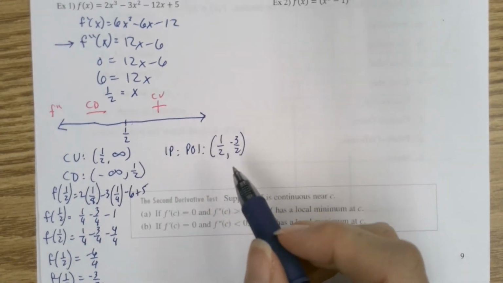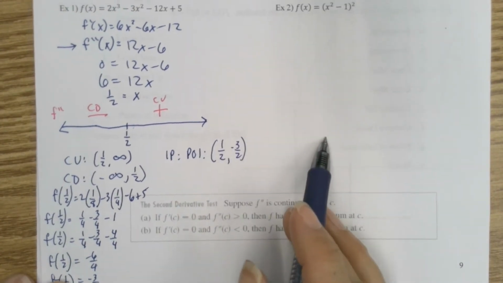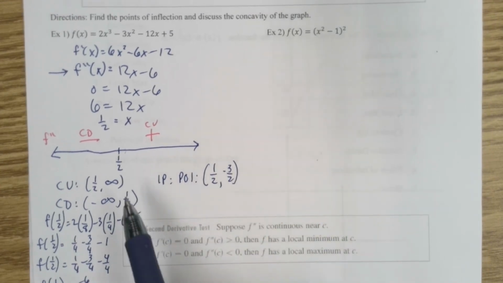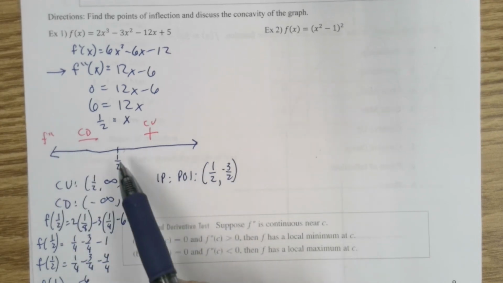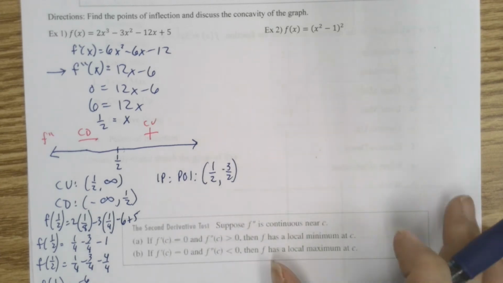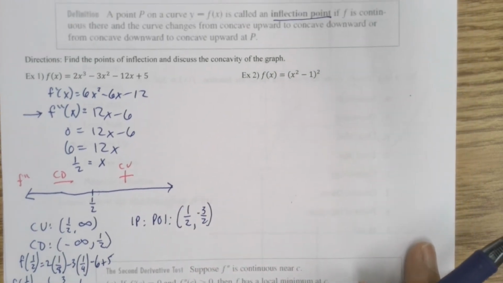And just so you know where we're going with this, we're eventually going to be sketching all of these curves. So the concavity helps us determine what the curvature would be: this would be concave down, this would be concave up. We have a point of inflection at 1/2, negative 3/2. Okay, let's take a look at one more example.